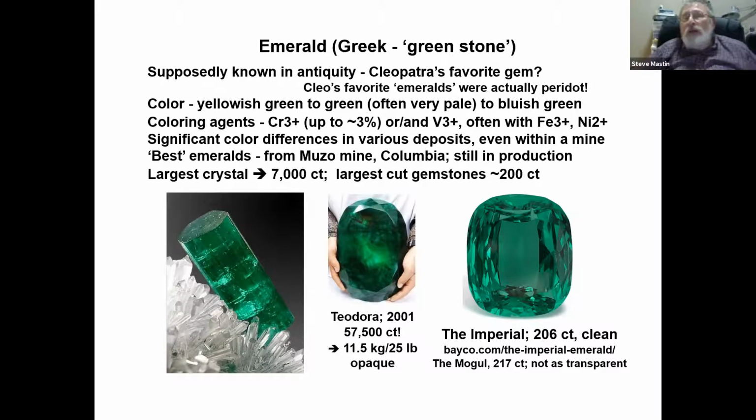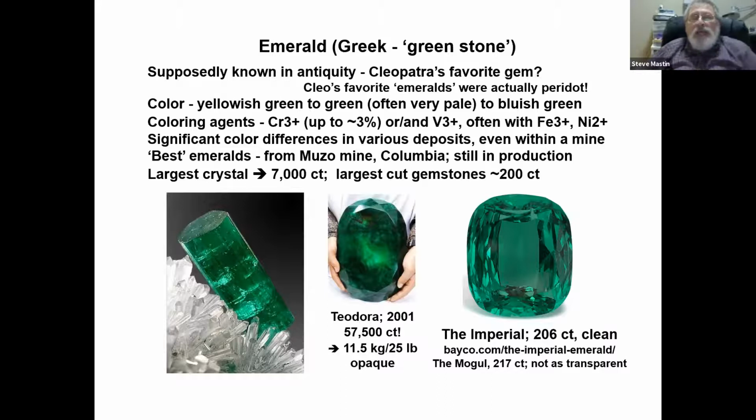In any event, you can see a gem crystal on the left, and the largest crystals are not very big because usually the inclusions and the cracks are terrible in one of these crystals. So by the time you find even a decent one that has uniform color and not too many inclusions, you're down to very, very small crystals to be cut. And so the largest decent crystal is about 7,000 carats, which isn't very big compared to those giant beryls or aquamarines we were talking about. And the largest cut gemstones, the two on the bottom, are only about 200 carats.